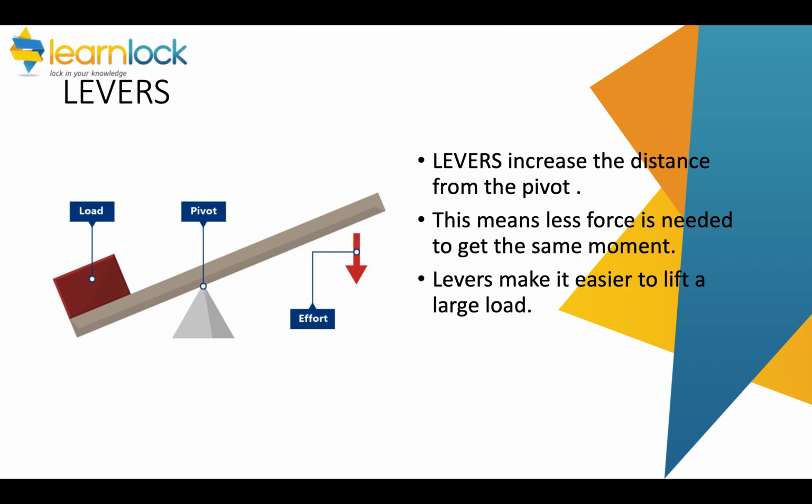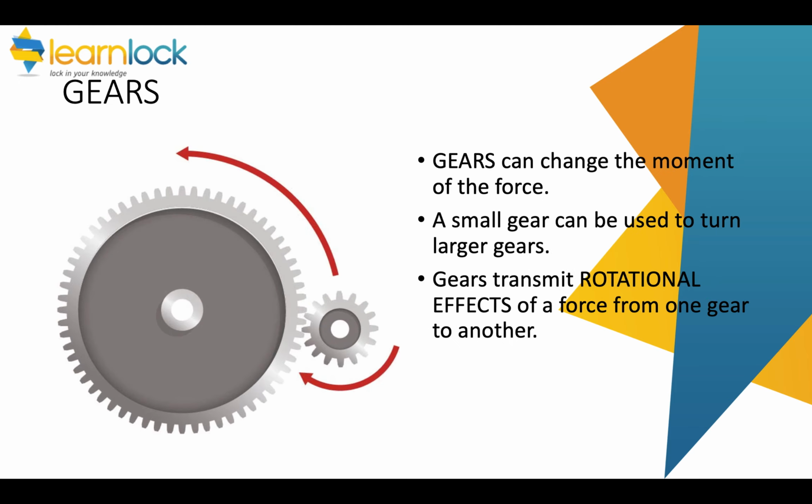Levers. This is an example of a lever, and these increase the distance from the pivot, which means you don't need as much force to get the same moment, and that means you can lift heavy objects using a lever. Gears can also change the moment of a force. A small gear can be turned, and that can be used to turn a larger gear. And this is because gears transmit rotational effects of a force from one gear to another.